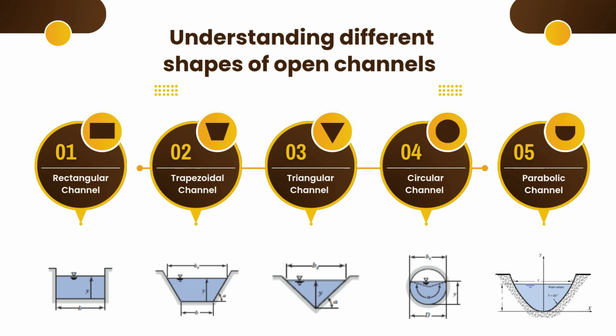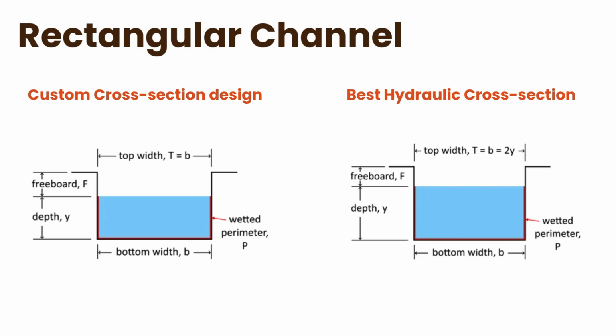Now let's talk about something that plays a big role in how water moves, the shape of the channel. Different channel shapes are used for different purposes, depending on the type of flow, cost, stability, and where the channel is being built. In this part, we're breaking down the 5 most common open channel shapes and where each one works best. 1. Rectangular channel, simple and efficient for basic drainage.